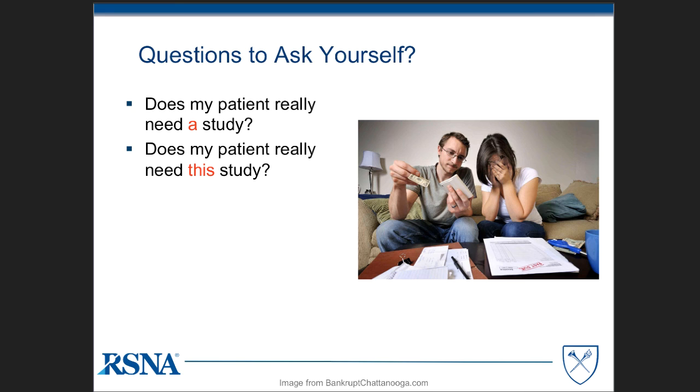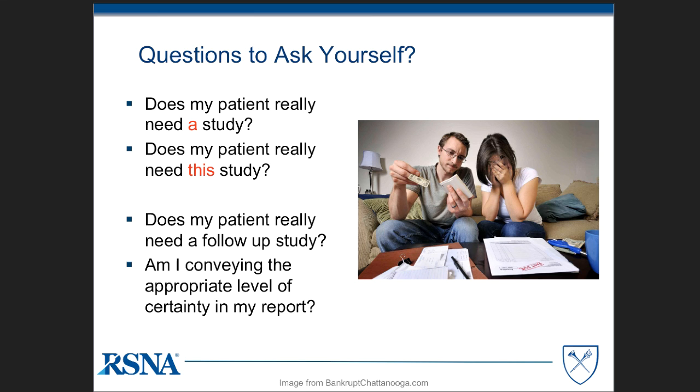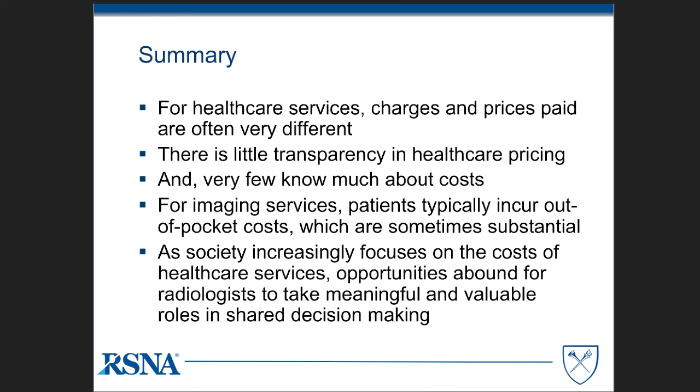When you're interpreting examinations, ask yourself a couple more questions when you're making your recommendations and dictating your report. Does your patient really need a follow-up study? And are you conveying the appropriate level of certainty in your report? Because if you're using a lot of weasel words and conveying ambiguity, referring physicians may choose to get another study. Not that it necessarily adds more, but because you've instilled in them a low level of confidence. And remember, when patients get more tests because of what you do as a radiologist, they typically see bigger bills.